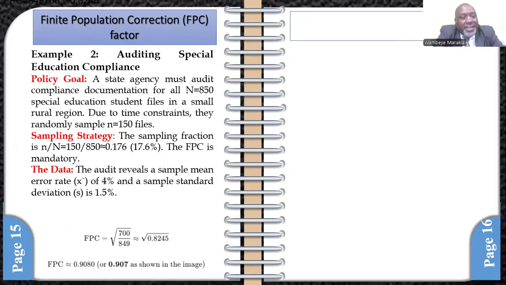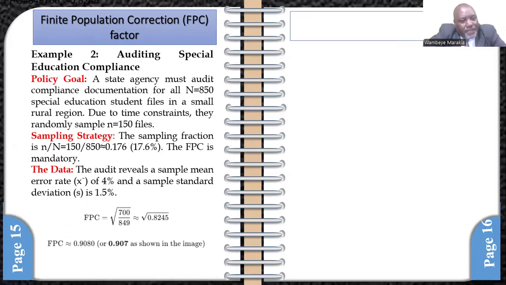Then we proceed to calculate the FPC, finite population correction, by taking the root of 700 over 849. Where are we getting the 700 from? 850 minus 150. Where are we getting 849 from? 850, which is the entire population, minus 1. Then all of them under the root. So we calculate and we get our FPC. This time around it is going to be 0.9080.